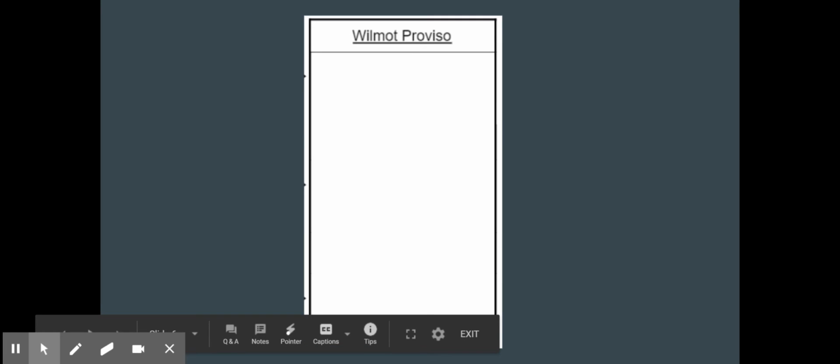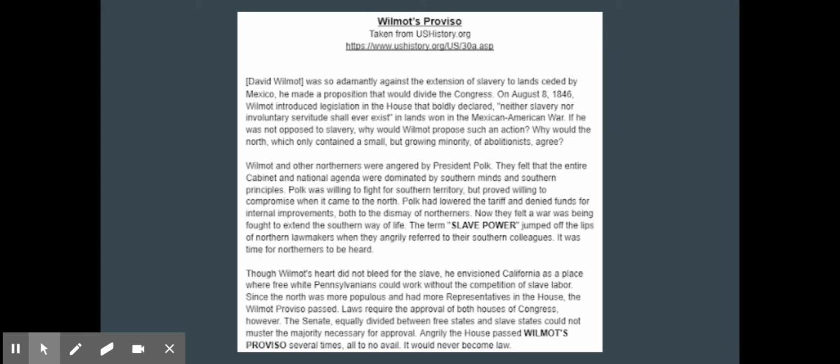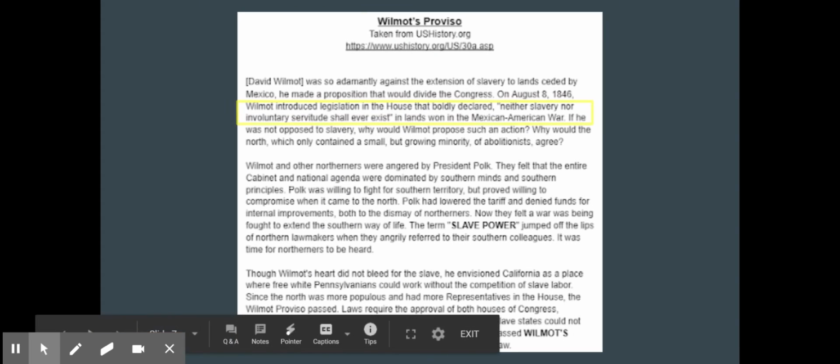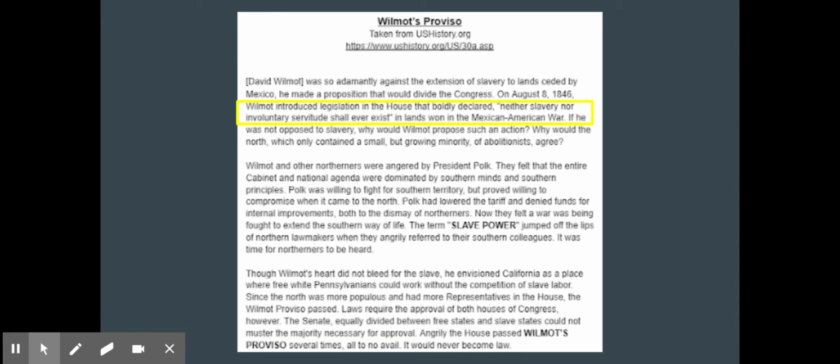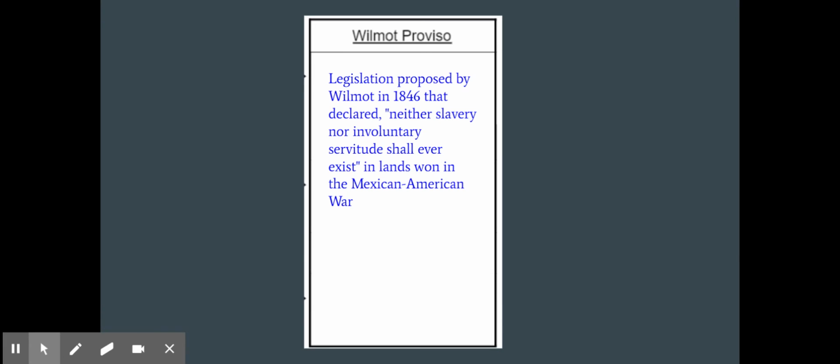So looking at that graphic organizer, we're going to start with the middle one. What is the Wilmot Proviso? Okay, so when I'm looking at this, what was the Wilmot Proviso? It was some legislation that David Wilmot proposed that was trying to make sure that slavery or involuntary servitude did not exist in the lands won in the Mexican-American War. So that's what I'm putting right there. That's that middle column. That's what this is all talking about.